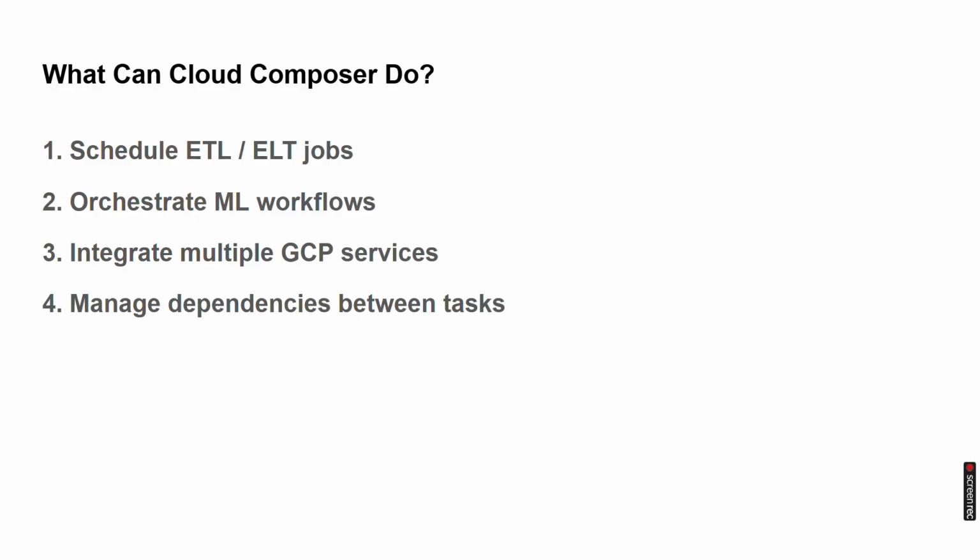Next is orchestrating machine learning workflows. It is basically training machine learning models regularly, evaluating and pushing models, and calling Vertex AI related jobs, friends. Then third is integrating multiple GCP services, like BigQuery, Google Cloud Storage, Cloud Run, Cloud SQL, Dataproc, Pub/Sub. Then finally, fourth, managing the dependencies between tasks. It will run tasks in sequence, in parallel, or conditionally.